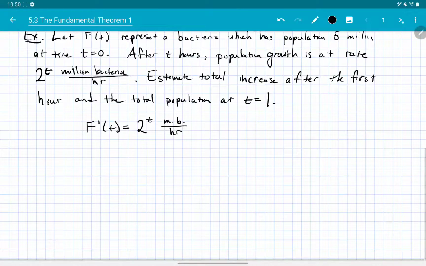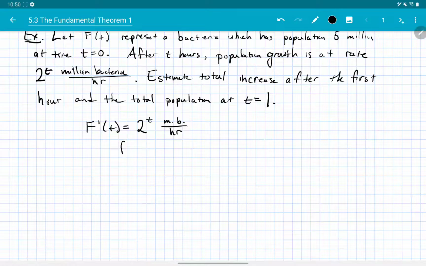Okay. So if we were to calculate the integral from 0 to 1 of 2 to the t dt, this would tell us the increase over the first hour of what's going on here. This would be the increase over the first hour of bacteria. This would be the new bacteria.